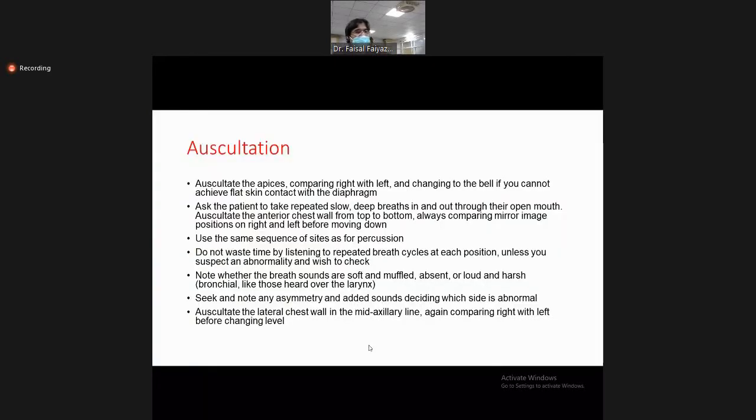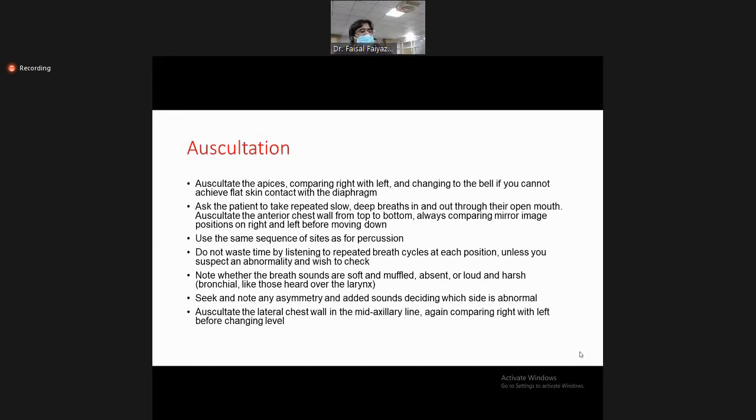Auscultation. Auscultation starts from the apices. Again, the same principle, comparing right with the left. You can change to the bell if you cannot achieve proper flat skin contact with the diaphragm. Otherwise, you listen with the diaphragm, it's okay. Ask the patient to take repeated, slow, deep breaths in and out through their open mouth. This is important. If you don't ask the patient to breathe like this, you may not hear anything and you miss all the findings. So you do this.